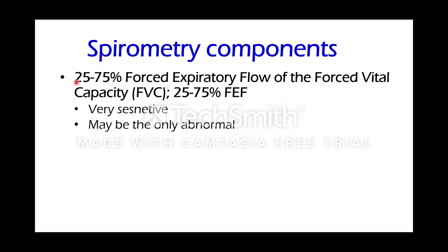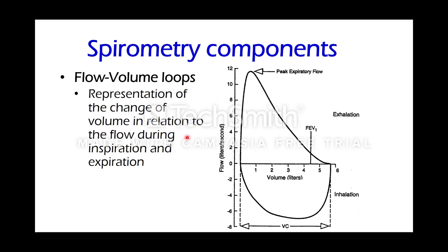And then the other component is the 25 to 75% forced expiratory flow, which is self-explanatory. It represents 25 to 75% of the forced expiratory flow after full inhalation and during forced vital capacity. It's a very sensitive tool and can be the only abnormal parameter among the other measurements of the spirometer.